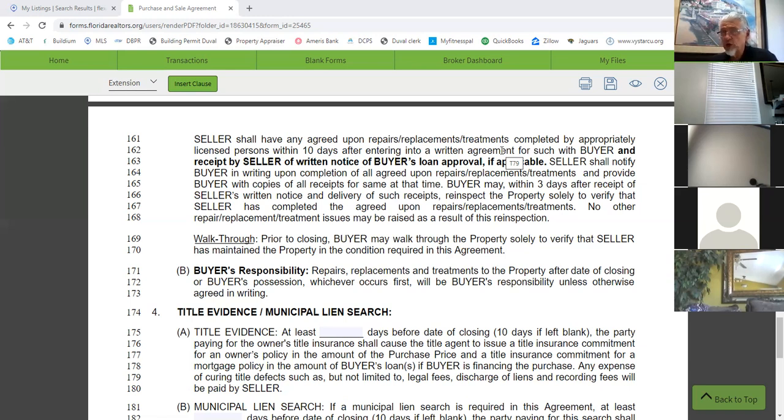And make sure when you go to the walkthrough, you may want to take a copy of the contract with you to make sure you know what's conveyed. When you see holes in the wall where things are missing, you can say, well, what does the contract say? Well, we'll get to that.